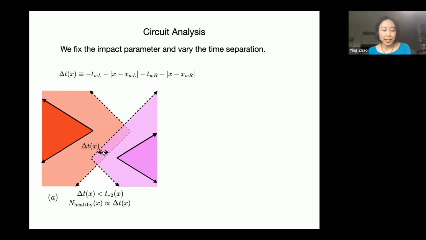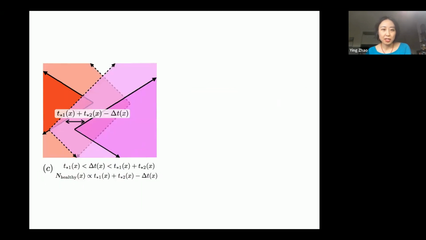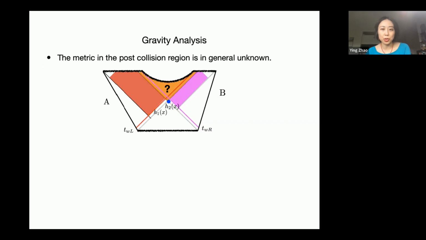First, from circuit analysis, you easily see that there are similar 4 regimes. In the first regime, the number of healthy gates grows linearly in delta t. In the second, the number of healthy gates stays constant. Then the number of healthy gates starts to decrease linearly in delta t, and finally there are no more healthy gates. It's basically completely parallel with what we had before.